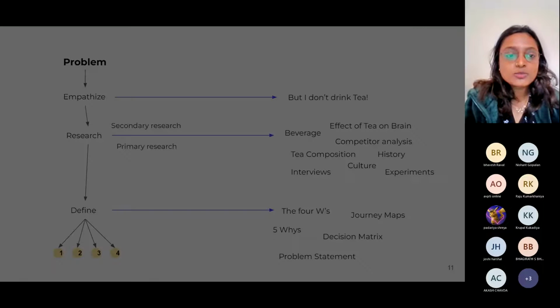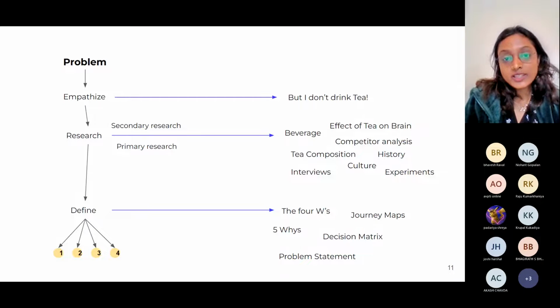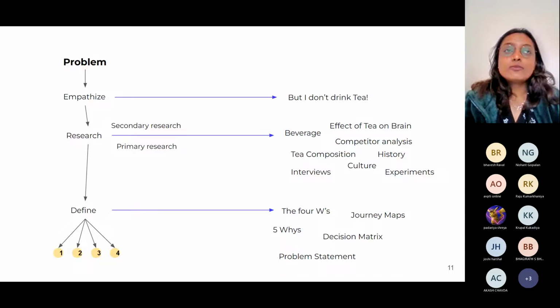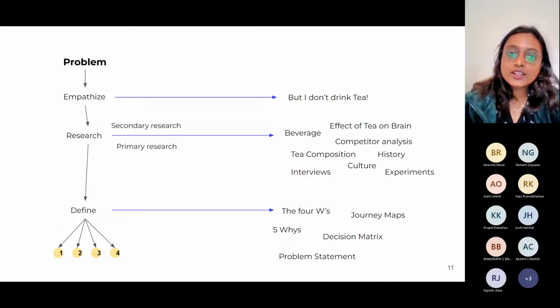So we have the problem. What we're going to do now is first empathize. If some of you are coffee drinkers, or you're not fond of tea, or your morning ritual is not tea, you cannot say, you know what, I don't drink tea, so I don't know how to solve your problem. It does not work like that. So you have to empathize with me.